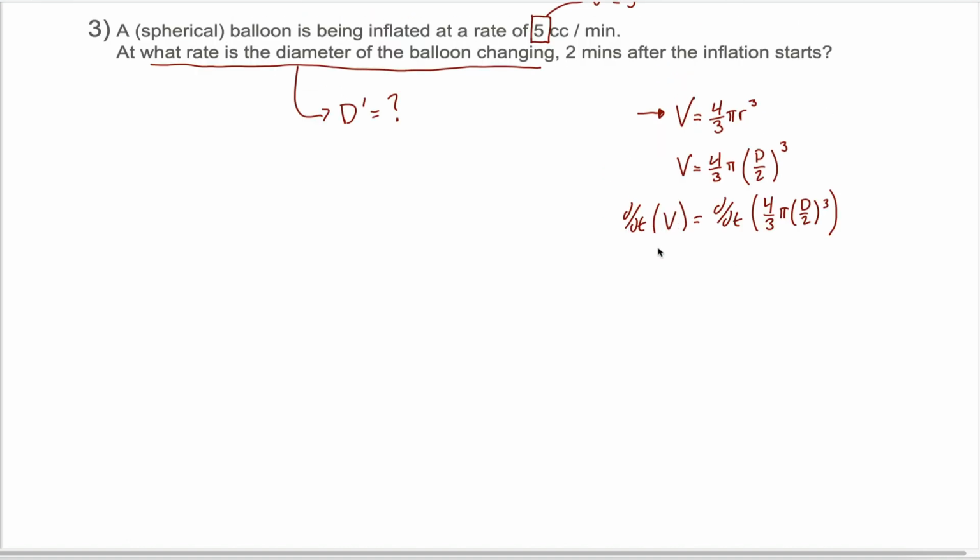The letter v represents a function. Its derivative we'll use the symbol v prime to represent. The right side's a little bit more challenging. What you want to recognize on the right side is that we have some coefficients. The 4/3 and the pi are both coefficients here.